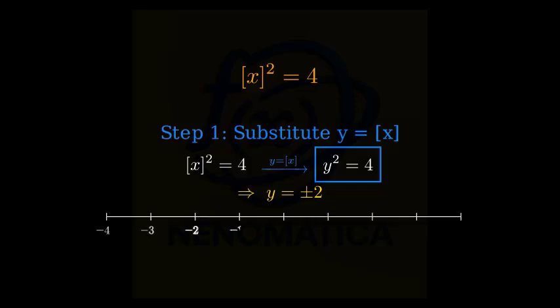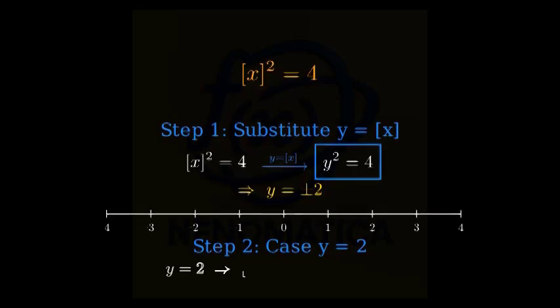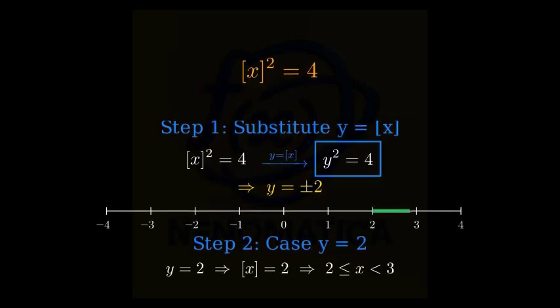Step 2, handle the case y equals 2. That means the floor of x equals 2. By the definition of the floor function, floor of x equals n if and only if n is less than or equal to x, and x is less than n plus 1.